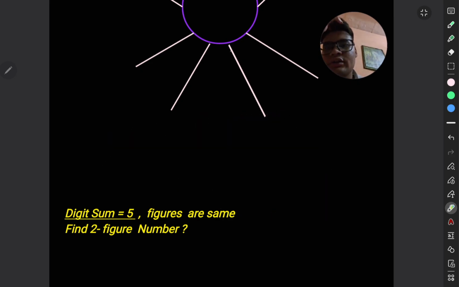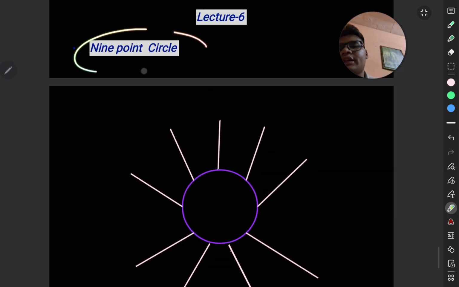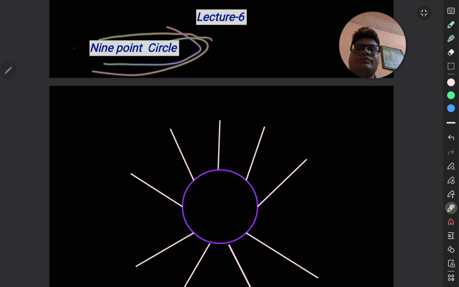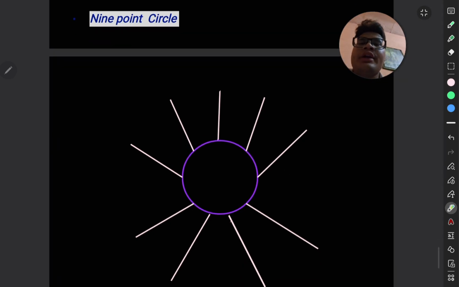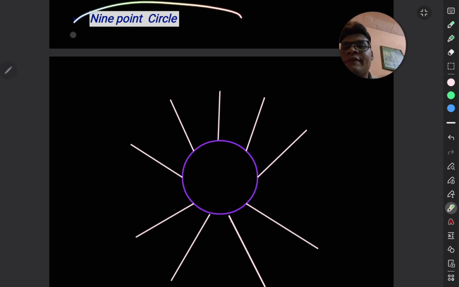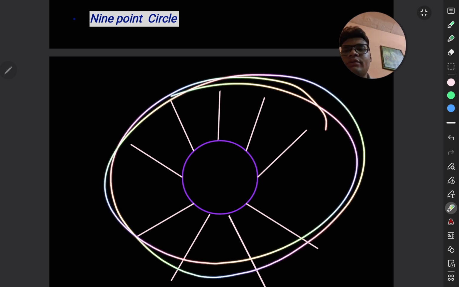Moving further, we will study the topic 9-point circle here. So what do we mean by 9-point circle? Here is a circle, and 9 points. Here I am not drawing the 9-point circle; for this I will upload another video. Here, we will use this 9-point circle for solving the digit sum of a number.